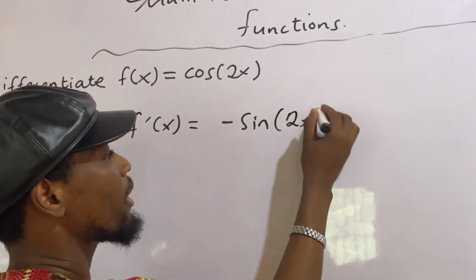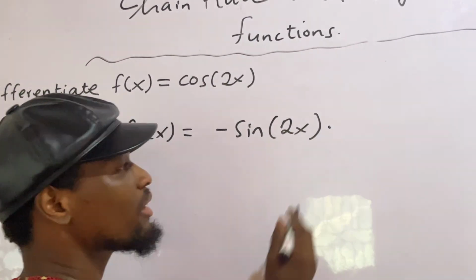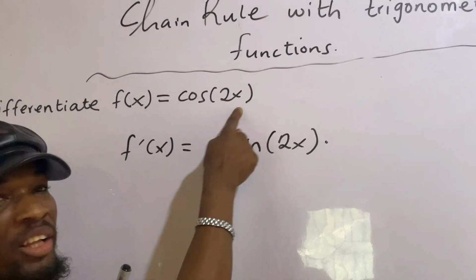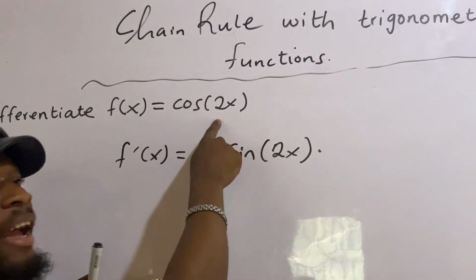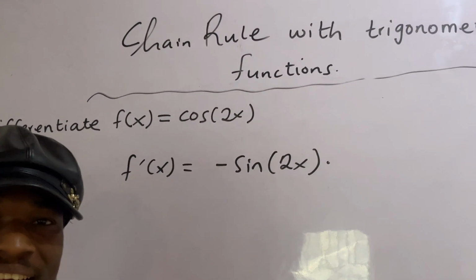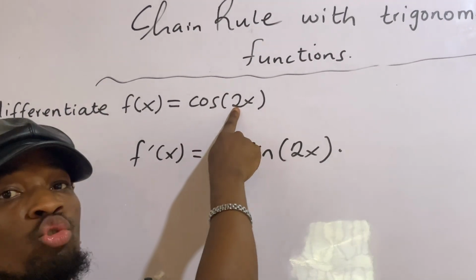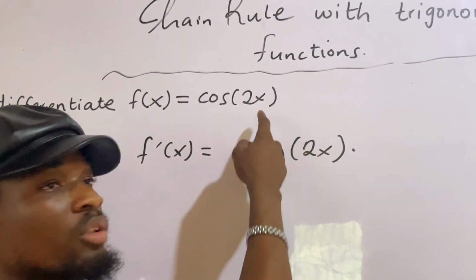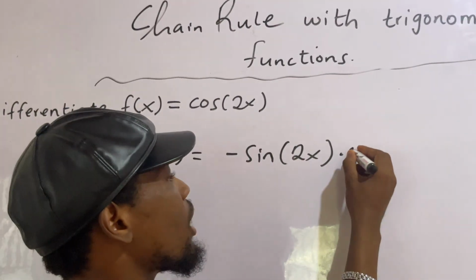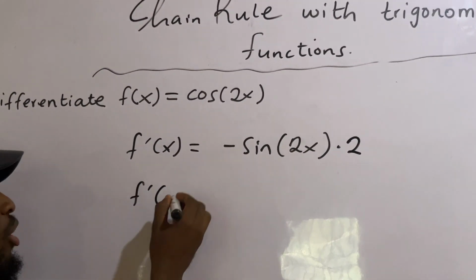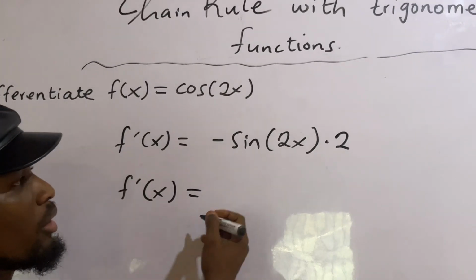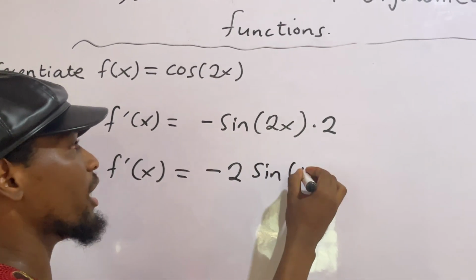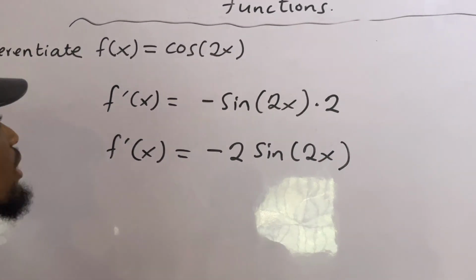So I have negative sine 2x, then times, afterwards, you look out for the angle or the argument, in other words, the expression in the parentheses. We have 2x over here. So if I differentiate 2x with respect to x, I have 2. So times 2. So f prime of x now becomes 2 times negative 1, which is negative 2, then sine 2x. As simple as that.